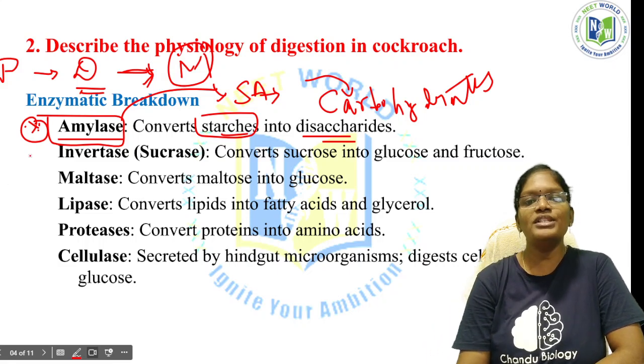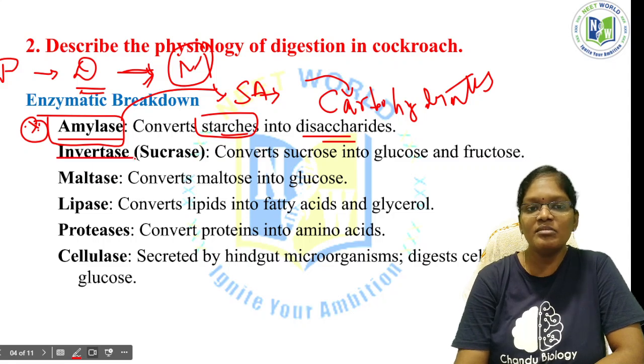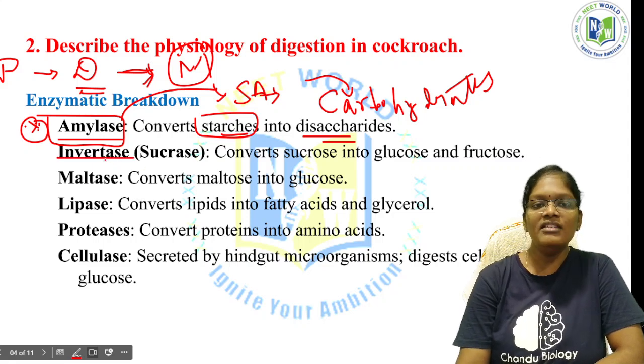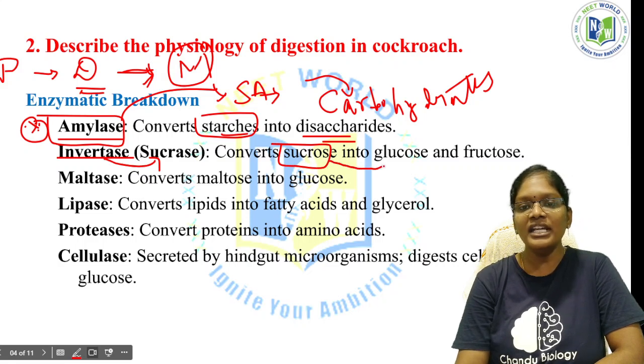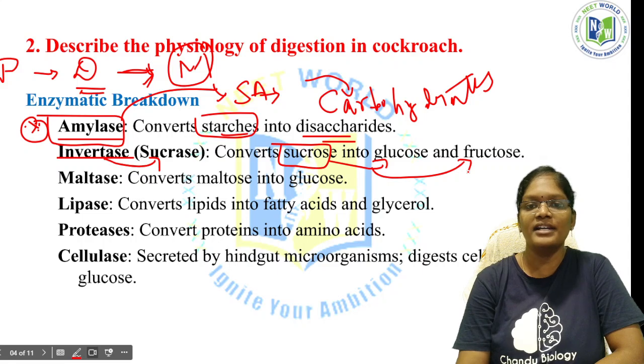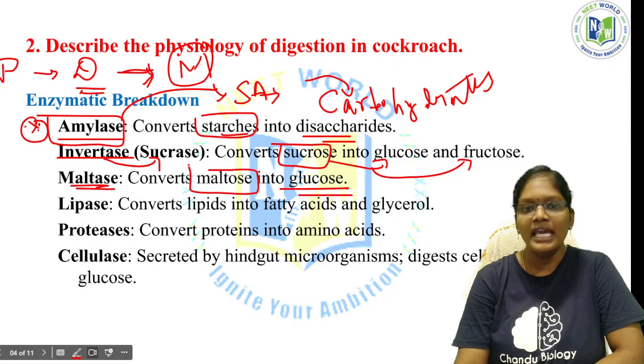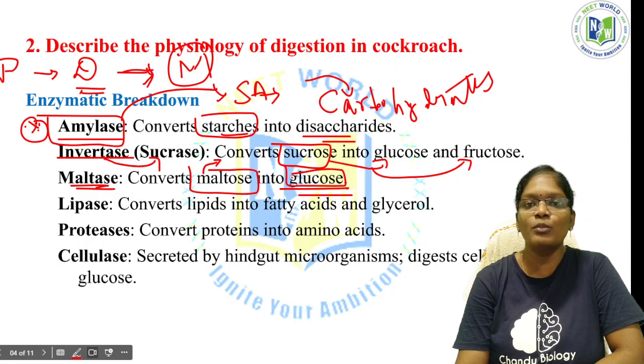Now, who is responsible for converting the disaccharides into monosaccharides? Here it is an enzyme called invertase. This invertase is also called sucrase. This enzyme converts sucrose, a disaccharide, into glucose and fructose, which are monosaccharides. Now maltase is an enzyme which converts maltose into glucose. Here maltose is a disaccharide which is converted into glucose, a monosaccharide.